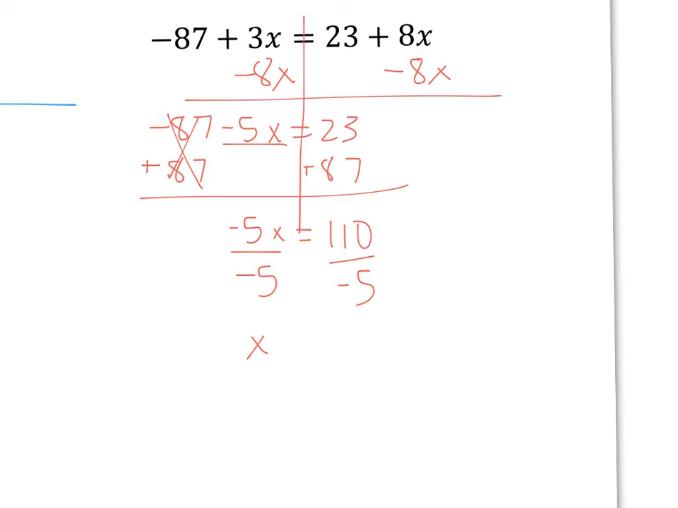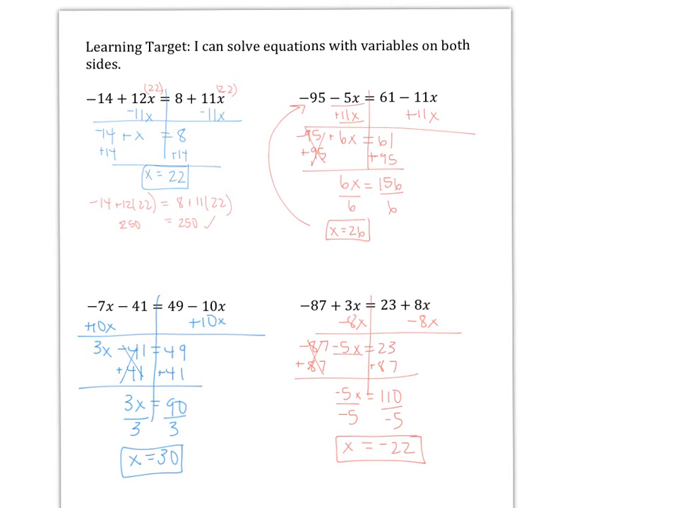And 110 divided by negative 5 is negative 20. Oops, hold on. 110 divided by negative 5 is negative 22. 100 divided by negative 5 would be negative 20. So x equals negative 22, and then that is my final answer. So again, please make sure you took the time like we did in problem 1 to plug your answer back into the original equation to check that you got it correct.